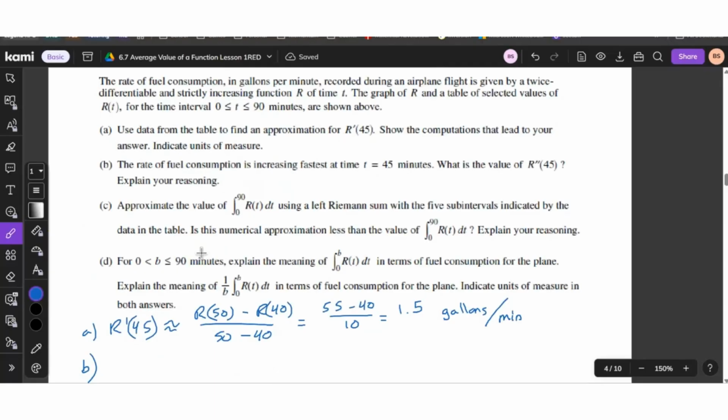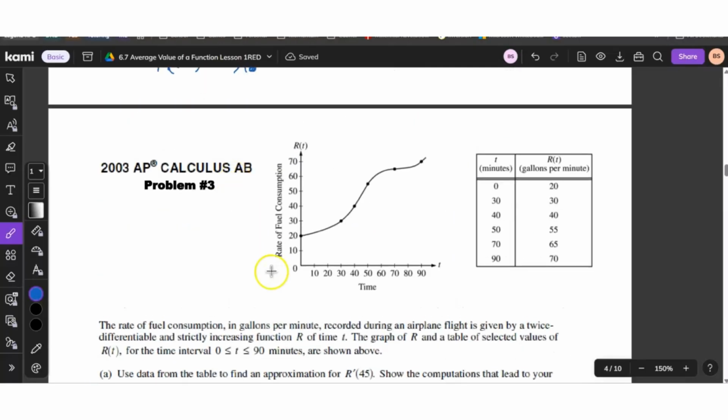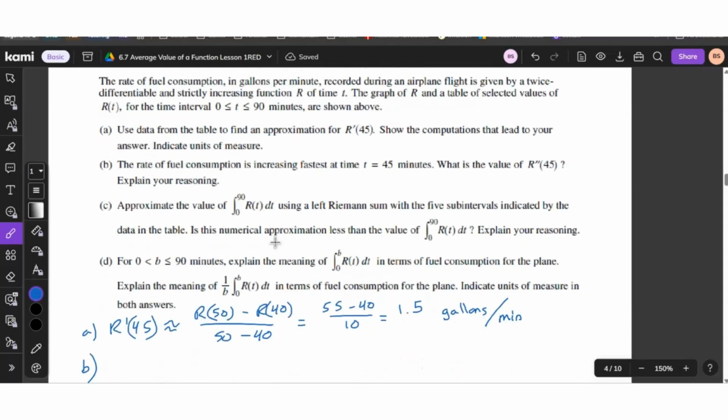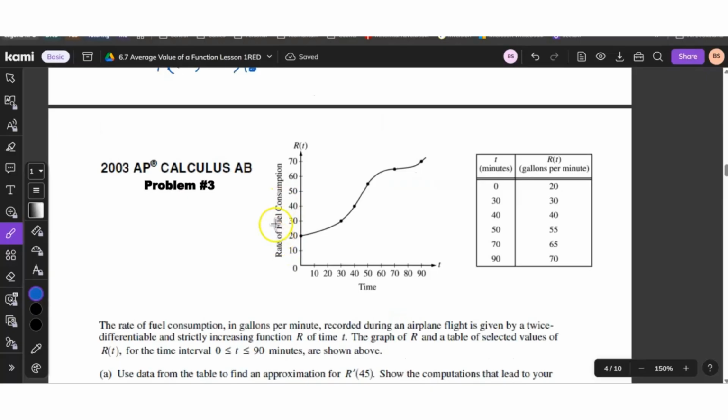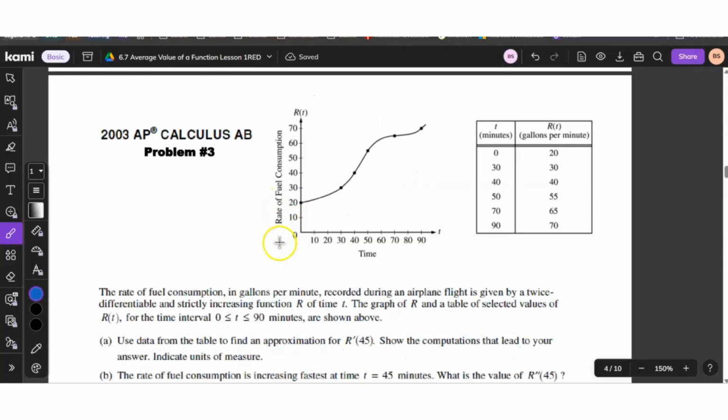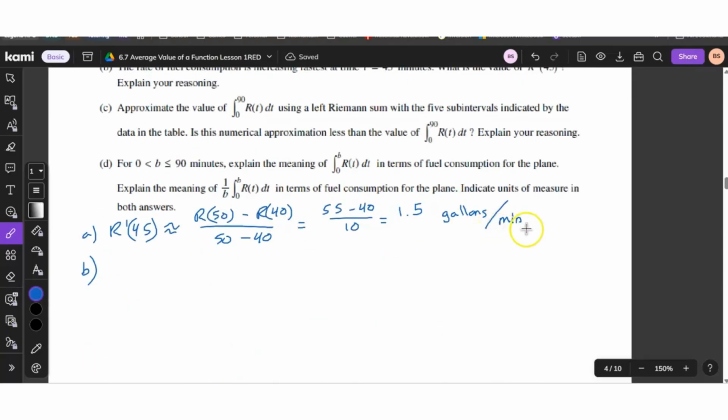So, you have a question? The original gravity is the rate of fuel consumption. So what is that? The rate of the rate. The acceleration, of the rate of fuel consumption. So the units change for the acceleration? It's going to be gallons per minute squared.